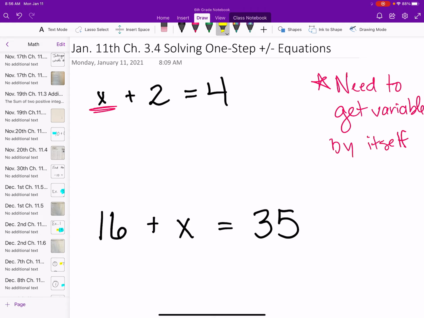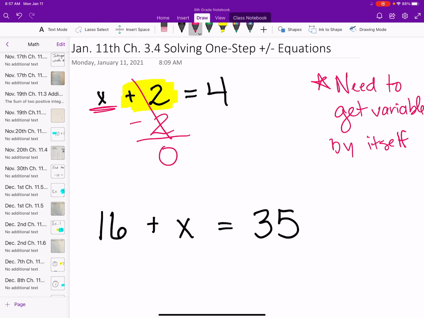Okay, so I need to get x all by itself. But I notice that I have this plus 2 here, and I can't have that. So what I need to do is I need to take the opposite of plus 2, or positive 2. And the opposite of plus 2 is minus 2. So I need to do 2 minus 2, which cancels each other out. It basically just makes 0.